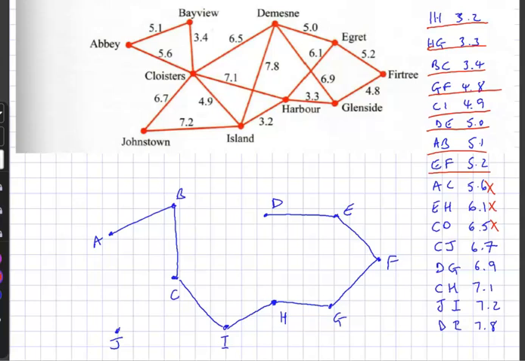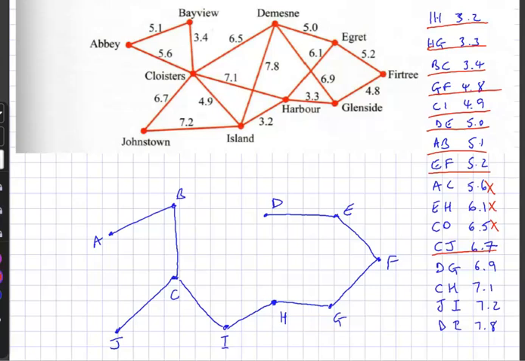The only one I'm wanting to connect up is J. Everything else is connected up so far. So hang on, CJ 6.7. That will work. That will create my final arc. I don't need any more. Just as a reminder, there were 10 nodes. I need 9. 1, 2, 3, 4, 5, 6, 7, 8, 9 arcs. I have my 9 arcs.